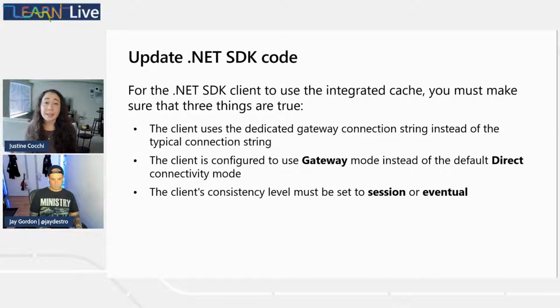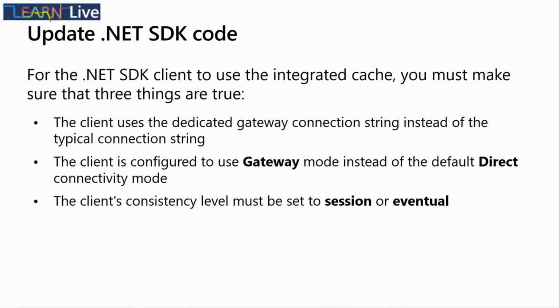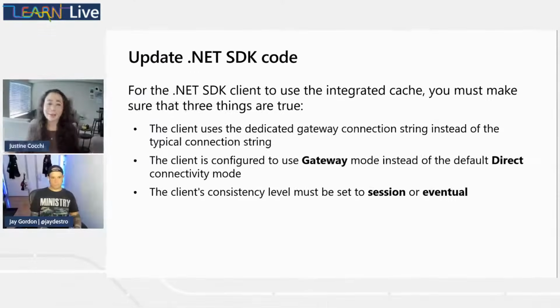Now, session is the default consistency level for all Cosmos DB accounts. So if you haven't changed your consistency level, you don't need to do anything in code. But if you have changed your consistency level for your account, you can configure this level either at the client or the request level. So even if you want your whole application to use a different consistency mode, you can still use the integrated cache with some subset of operations that you configure.